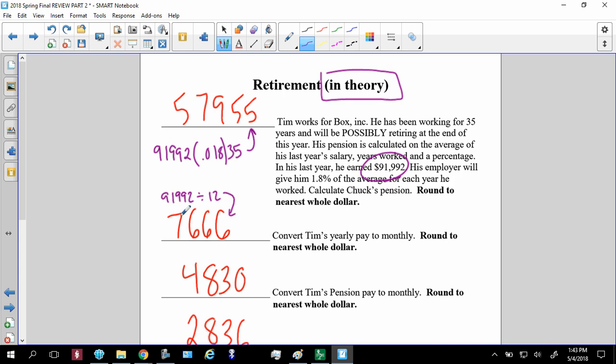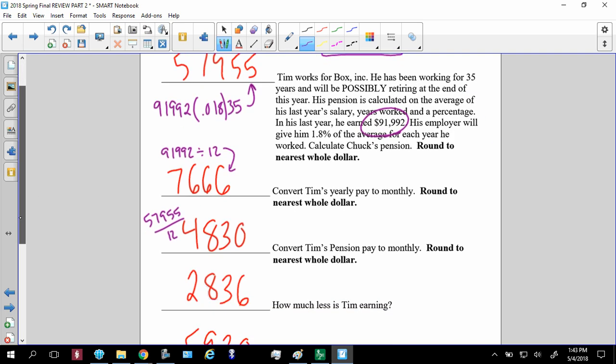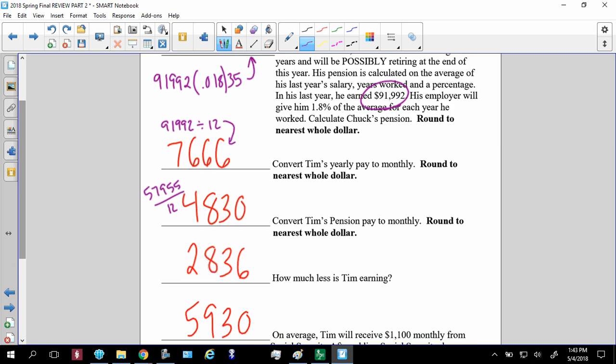Now, his pension pay, he's now going to be making $57,955. And I'm going to divide that by 12 to get $4,830. Now, the main idea of this entire section is just to have you understand that when you retire, you're most likely not going to make as much as when you were working.